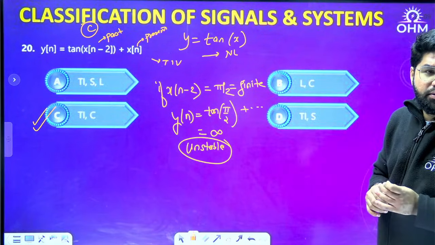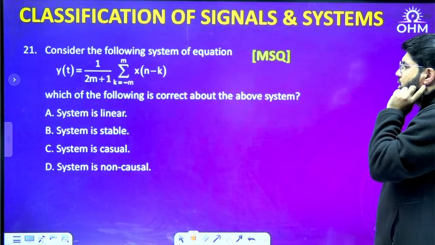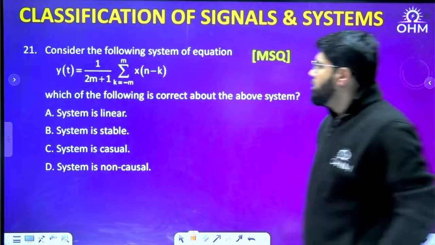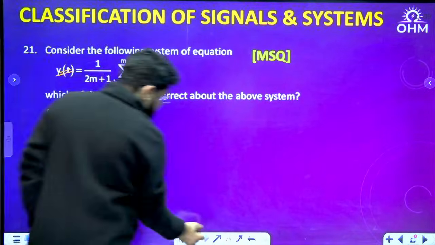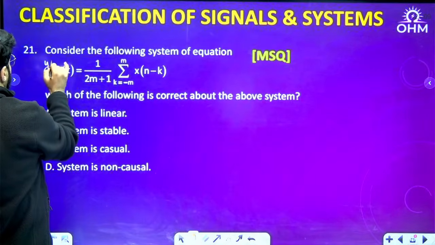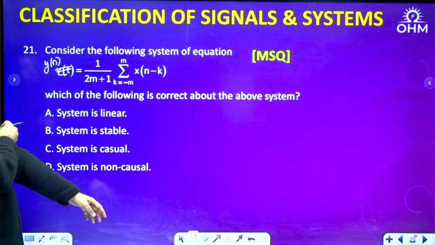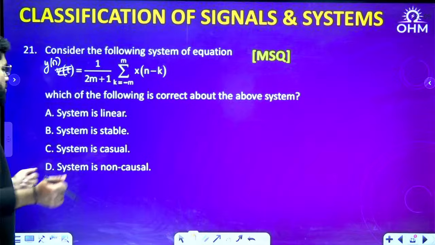Okay, unstable. 21. And the last question of the day, MSQ. y of n equals 1 upon 2m plus 1, summation k from minus m to m of x of n minus k. The system is linear, stable, causal or non-causal?